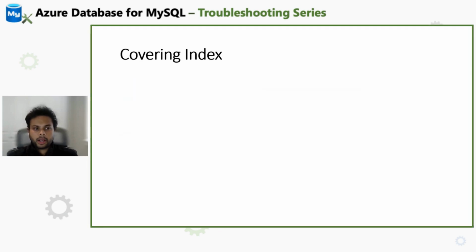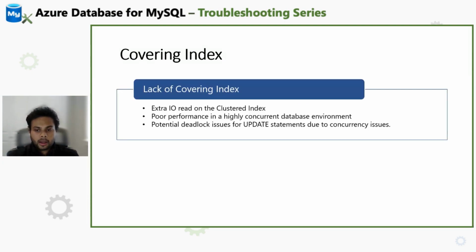And finally, one other topic, a hotbed for a lot of database users and practitioners, is covering index. So what happens if you have a lack of covering index, right? If you were to retrieve any record from the storage, there is a random IO read that happens if you do not have a covering index. Basically, your secondary index refers to the primary index, and then the primary key clustered index will then find the record. This random IO read can sometimes be costly for queries in a very concurrent database environment.